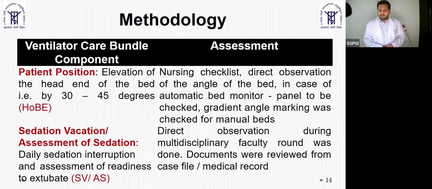There are a total of 6 components in ventilator care bundle, wherein the first component is patient position. Here we see elevation of the head end of the bed, that is by 30 to 45 degree. And this was assessed using nursing checklist or direct observation of the angle of bed, or in case of automated bed, monitor panel was to be checked. Gradient angle marking was also checked for manual beds. The second component is sedation vacation or assessment of sedation. Daily sedation interruption and assessment of readiness to extubate. This was assessed by direct observation during multidisciplinary round, documents review.